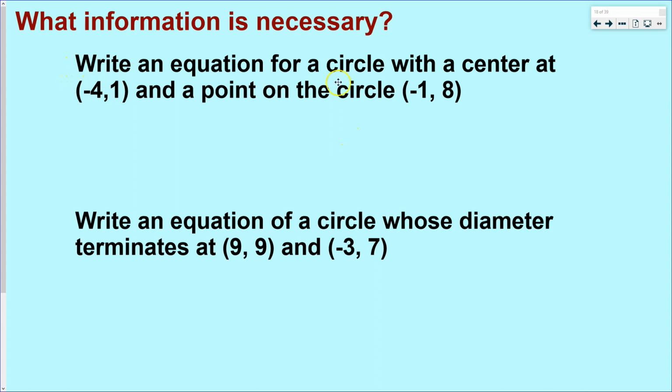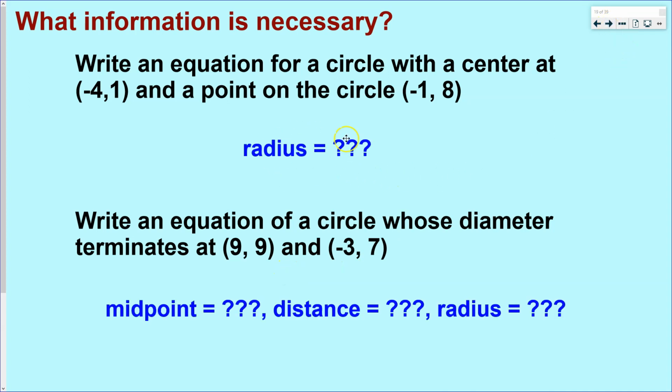Here's one. Write an equation for a circle with a center at -4, 1. So there's our center, and a point on the circle, -1, 8. Now that didn't give us a radius straight out, but the distance between those 2 points should give us a radius. Likewise, over here we have a slightly different question. Write an equation of a circle whose diameter terminates at 9, 9 and -3, 7. So basically that gave us 2 points on opposite sides of the circle, but it didn't tell us our center, and it didn't tell us the distance or the radius between them.